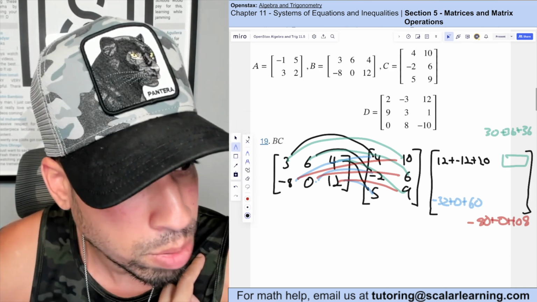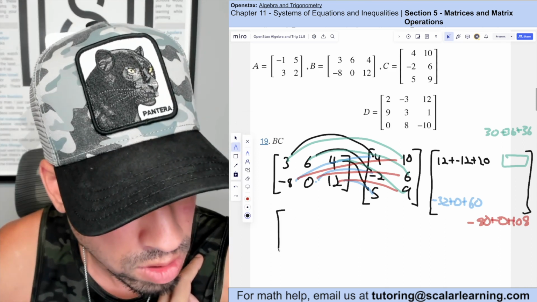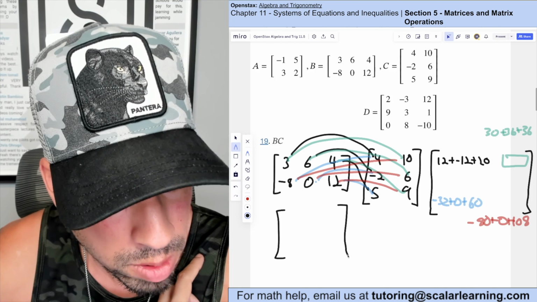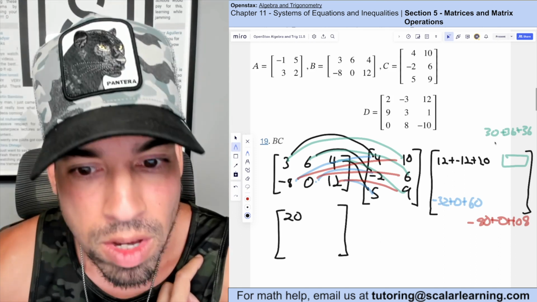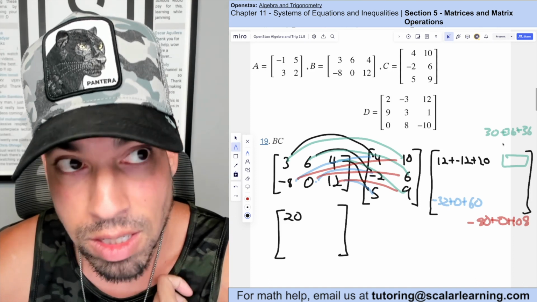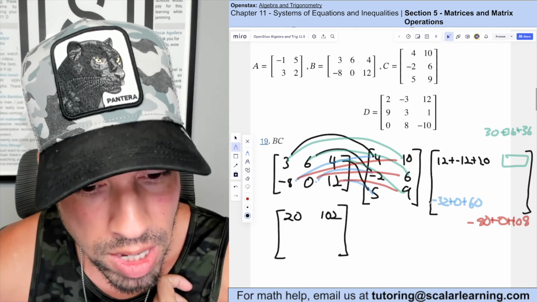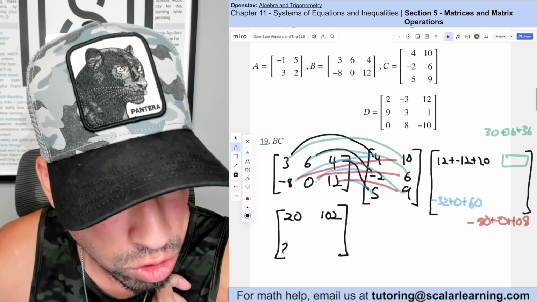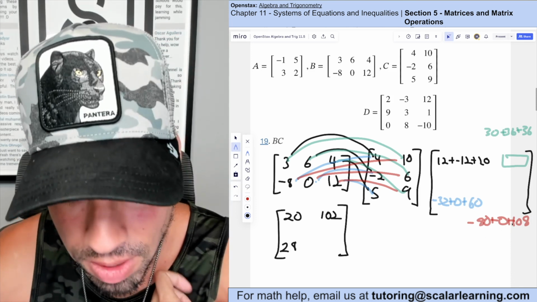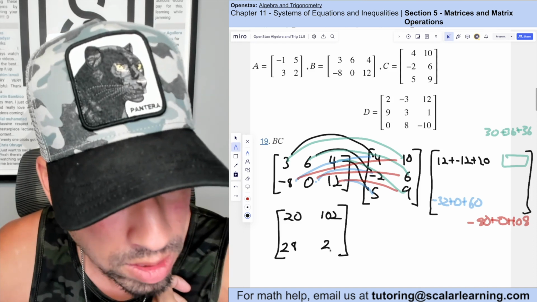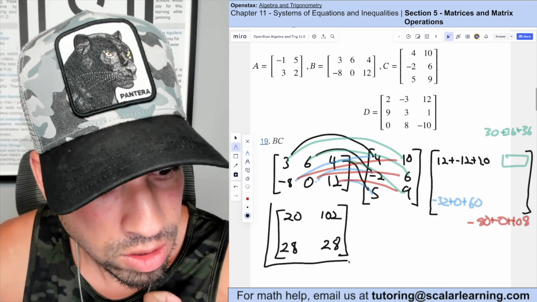Okay, let's put the final matrix down here. And we'll do a little bit of mental math as we do this. 12 plus negative 12 is 0, plus 20 is 20. 30 plus 36 plus 36, that's 72, that's 102. Then we have negative 32 plus 60, which is 28. Last but not least, negative 80 plus 0, which is negative 80, plus 108 is 28. So that is how you do it.